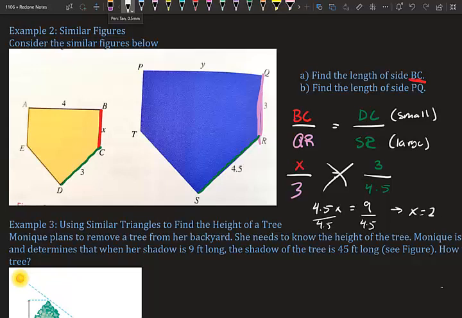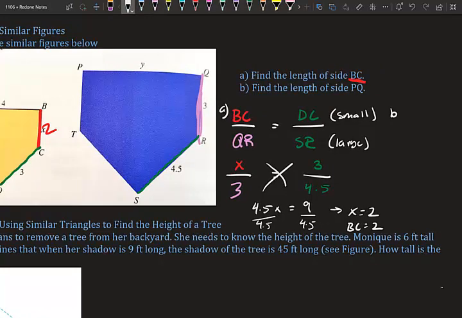And we get X equals 2. That means BC equals 2. All right, that was part A. Now let's do part B. Since we already have numbers worked out, you should reuse them. Reuse the numbers you've already used.